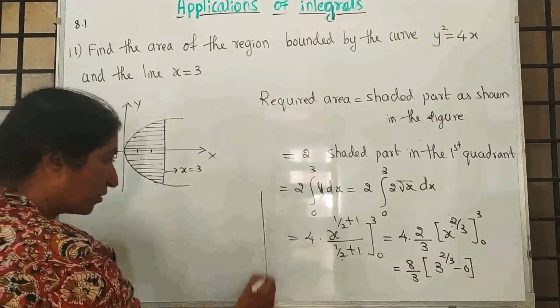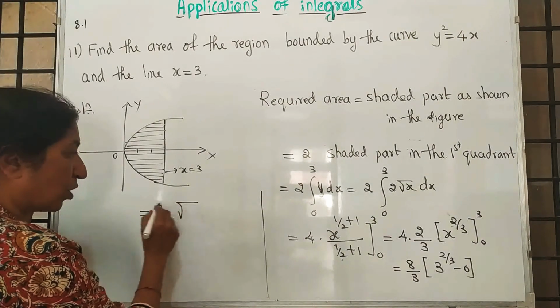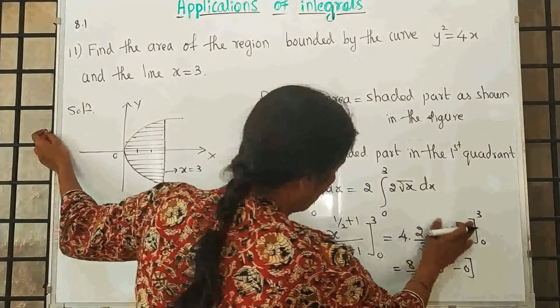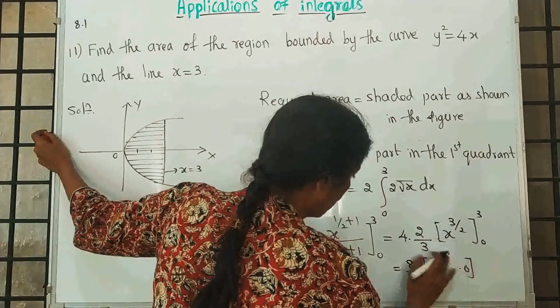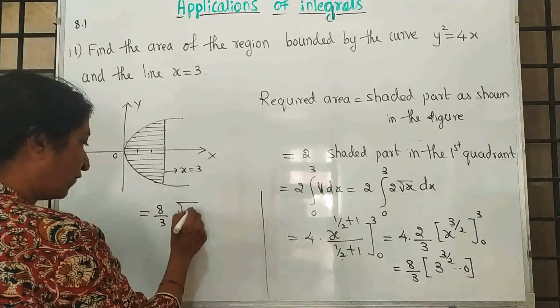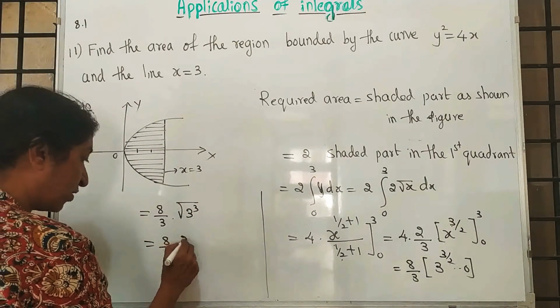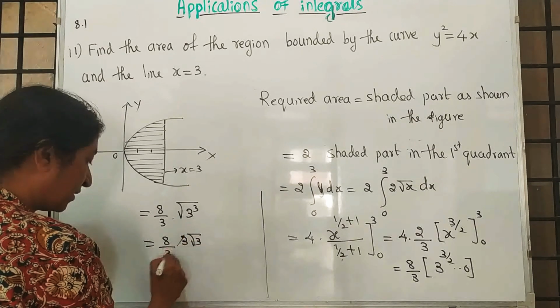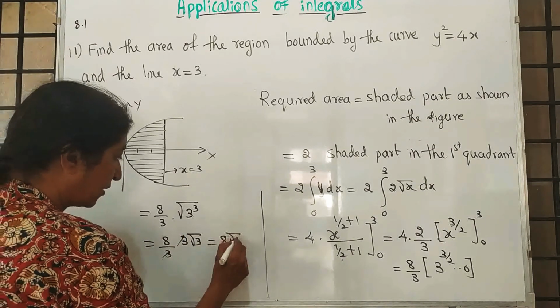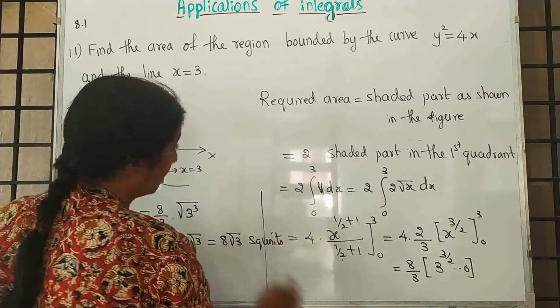So here there is no space, so I am writing here 8 by 3. It is not 2 by 3, sorry, it is 3 by 2. This is 3 by 2, which is the square root of 3 cube. 8 by 3 into the square root of 3 cube. The square root of 3 cube is 3 root 3. This 3 cancels. It is 8 root 3 square units. Yes. Is it simple or what?